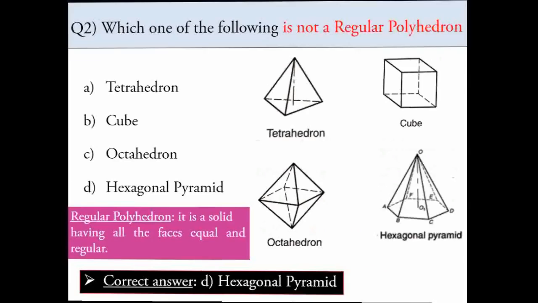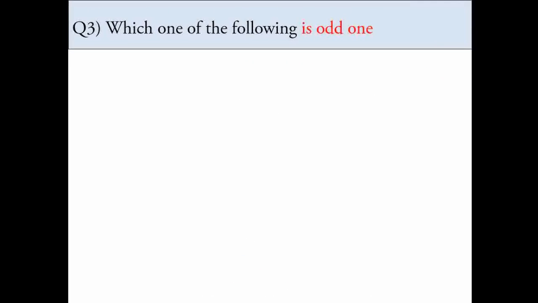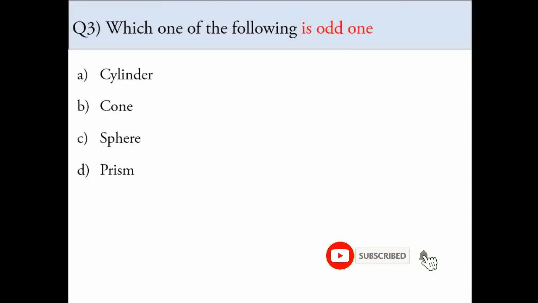Now the next question, which one of the following is the odd one? The options are cylinder, cone, sphere and prism. Out of these four, which one is the separate or different one? Okay, when you observe the options, the first thing we have to remember here is the basic difference between these four solids, that we have to identify first of all.